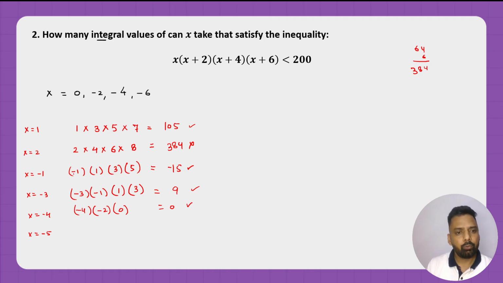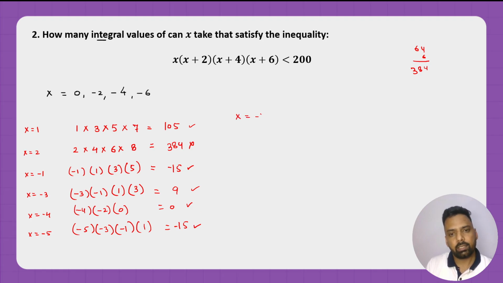If I put x as minus 5, then minus 5 plus 2 will be minus 3, minus 1, and it is 1. So the product is going to be minus 15. It is also allowed. No need to check at minus 6.